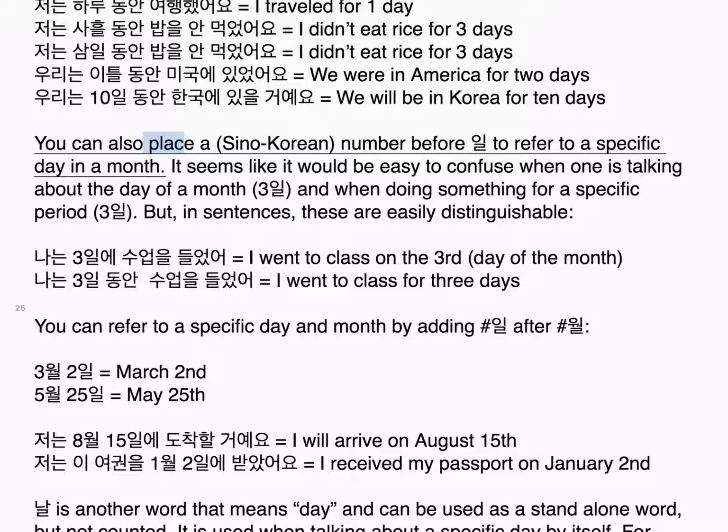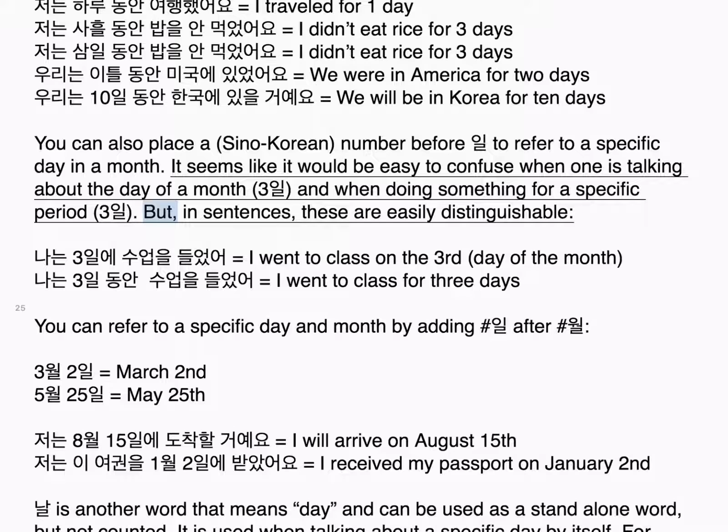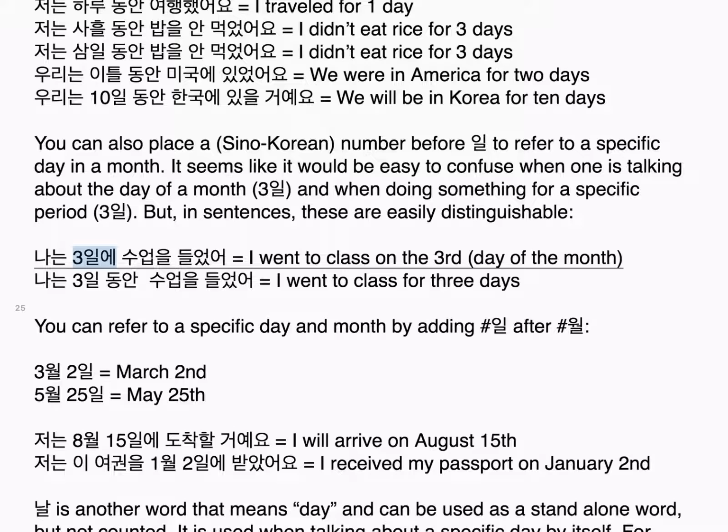You can also place a Sino-Korean number before 일 to refer to a specific day in a month. It seems like it would be easy to confuse when one is talking about the day of a month, 3일, and when doing something for a specific period, 3일. But in sentences, these are easily distinguishable. 나는 3일에 수업을 들었어. I went to class on the 3rd day of the month. 나는 3일 동안 수업을 들었어. I went to class for 3 days.